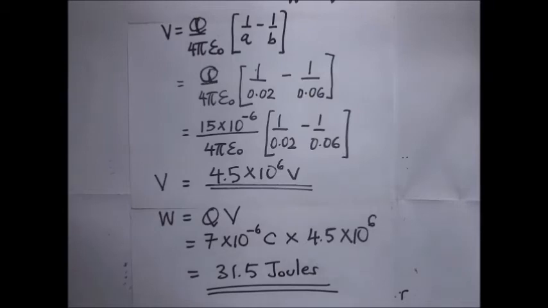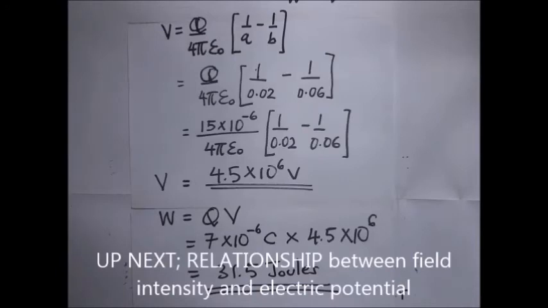31.5 joules, and that is the work done in moving that 7 microcoulomb charge from 6 centimeters to 2 centimeters. And that brings us to the end of our worked example.